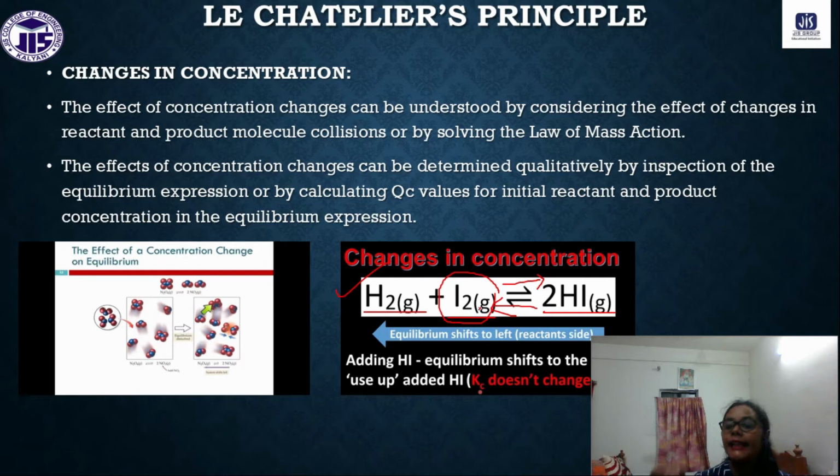Now this change in the concentration of iodine will be minimized by increasing the rate of the forward direction reaction. If we increase the concentration of iodine, that means more iodine will react with the hydrogen and it will form more hydrogen iodide, such that the amount of iodine in the reaction medium will be reduced by increasing the forward direction reaction.